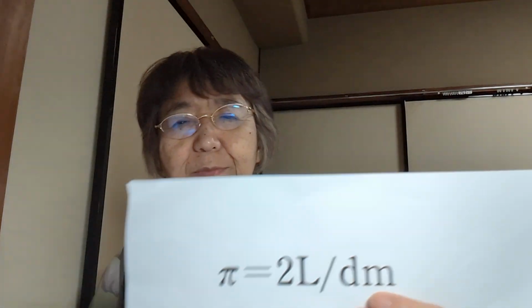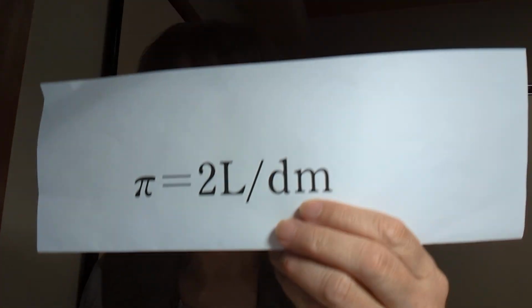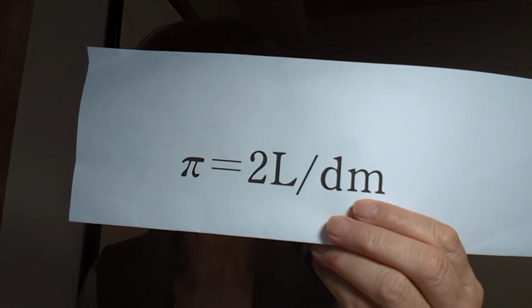And we use the formula π equals 2l/dm. The result is 3.15, which is very close. Pi equals 3.14, very close.